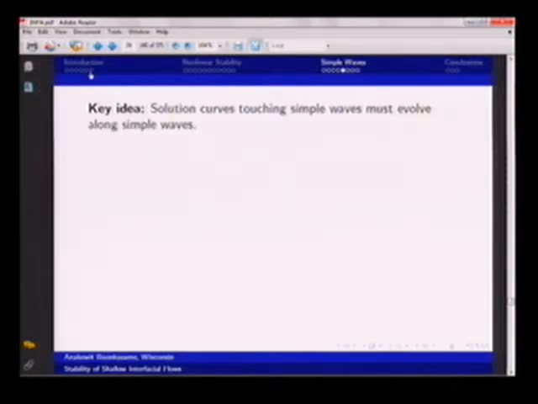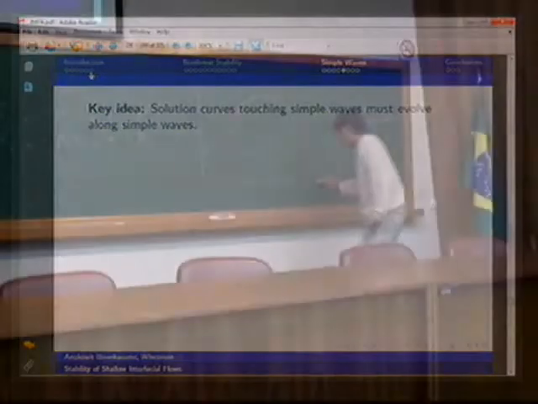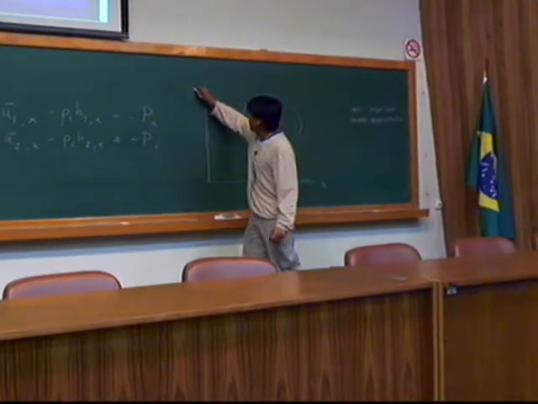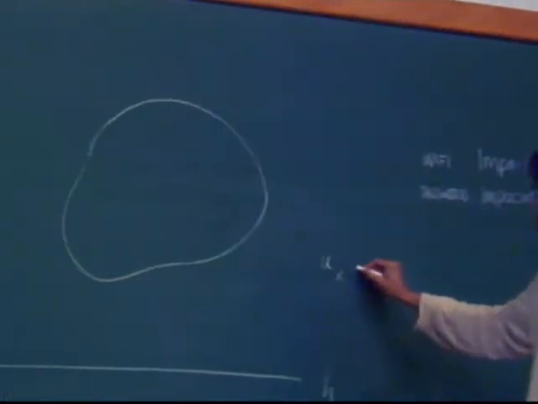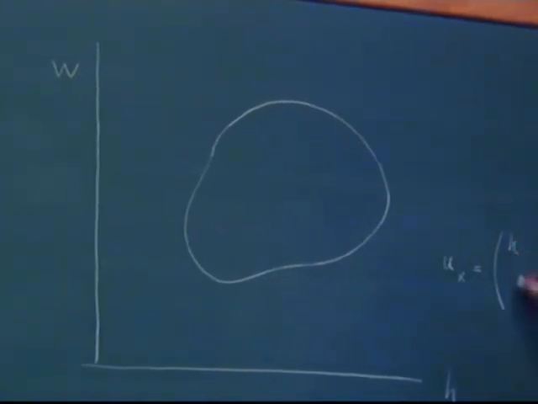How can we use the simple waves? Here's the key idea: if the solution curves touch the simple waves, then they must evolve along the simple waves. And here's why. Let me draw a solution curve, let's say like so. Here the curve is in the phase plane, with the x-axis here and the w-axis here. And if I look at the partial of u with respect to x, so that's the partial of the vector h, w with respect to x.